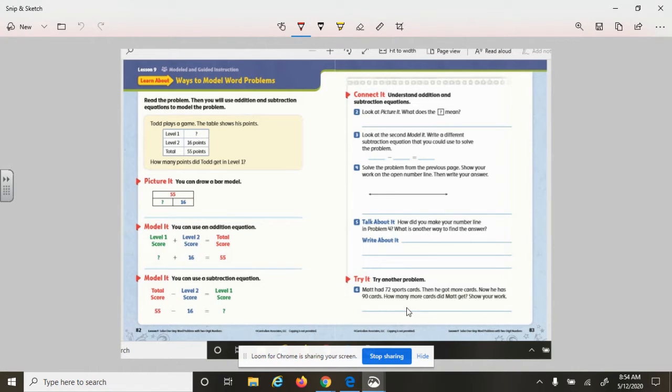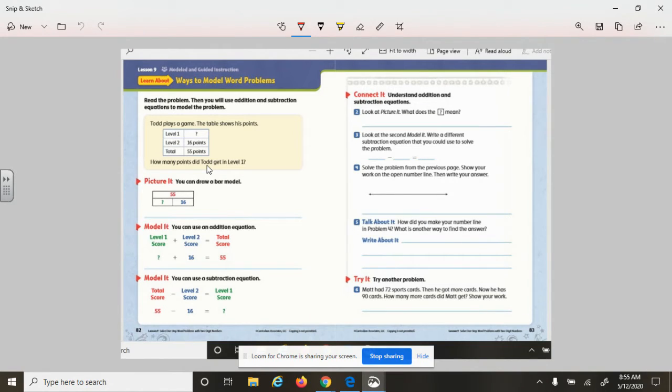So I have in front of you page 82 and 83. It looks just like what you're working on in your packet. We have our problem set up in a table. It says that Todd plays a game. We're not sure how many points he earned for level one because that's our question mark. That's our missing information. We don't know how many points he's earned. Level two, he's earned 16 points, and the total points he's earned is 55. So the question we're trying to figure out is how many points did Todd get when he was playing level one?